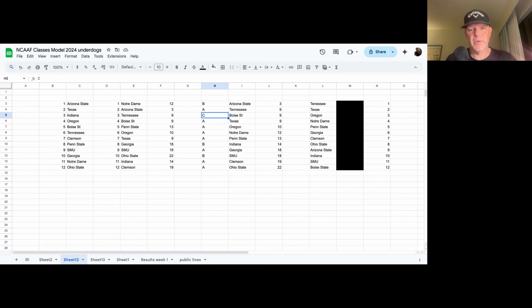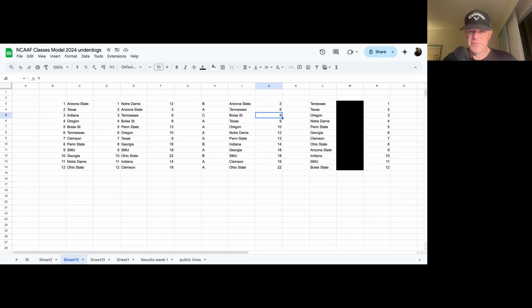Now, the second part, what I did was I used actual stats. So if you look here, I used my actual stats, or a combination of stats for my college football model, and combined that with the letter grade. So for example, if I just used stats, Arizona State would have been the best team, followed by Tennessee, Boise State, Texas, Oregon, Notre Dame, etc.